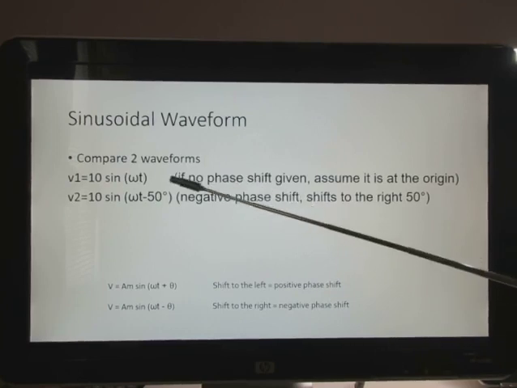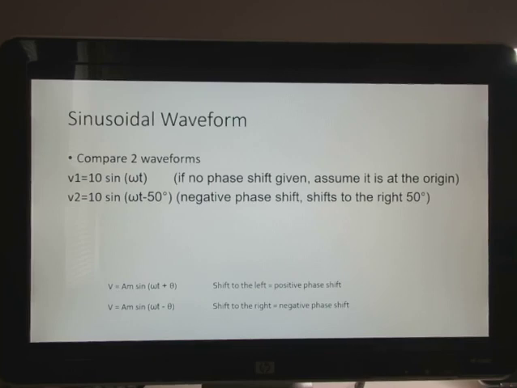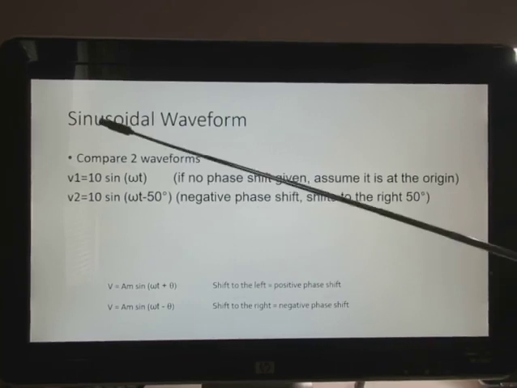If we're given these two waveforms, which one is leading? So the leading waveform is the one with the 0. If there's no angle given, it's considered to be 0 degrees. And it's leading by 50 degrees. V1 leads V2 by 50 degrees.